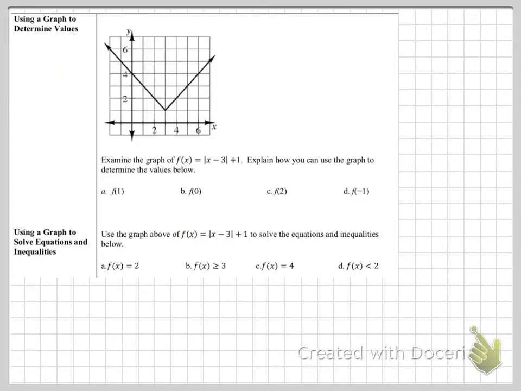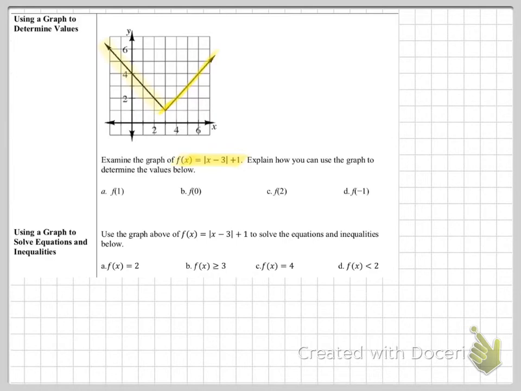Okay, moving on to something a little different. We're going to make sure we can use the graphs to answer questions. I know SATs really like to put these type of questions on the test. So there is the graph right there. This equation is already graphed for us. So this is what we are looking at.